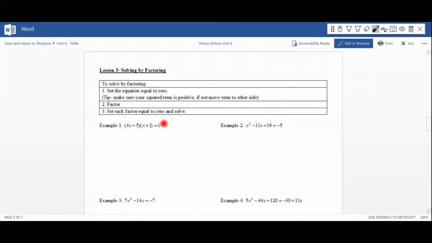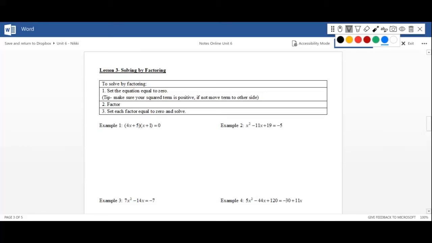Now, sometimes if you take a look, example 1, that's already been done for us. But if you look at the other 3 examples, we're set equal to a number or potentially to another polynomial. So if that's not already done, we need to move everything basically to one side, subtract or add it to the other side. The other thing I want to draw your attention to is the tip here. Make sure your squared term is positive.